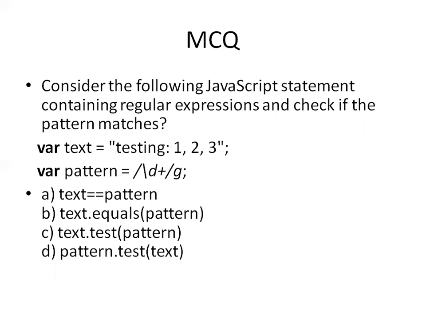As we all know how to write the test method. First of all, we have to specify the pattern, then we can call the test method. Inside the test method, we are having the string. Let me see, in option D only we are having that structure. So pattern.test is the method. That method has the argument as string. So what is the string here? It is nothing but text. Therefore, option D is the correct answer.